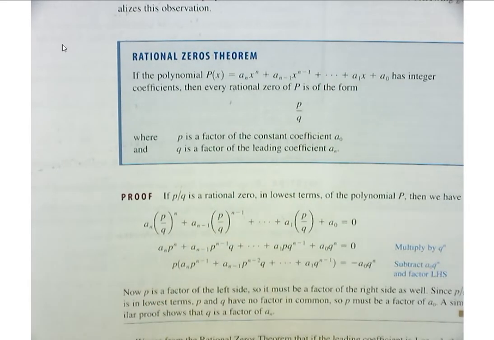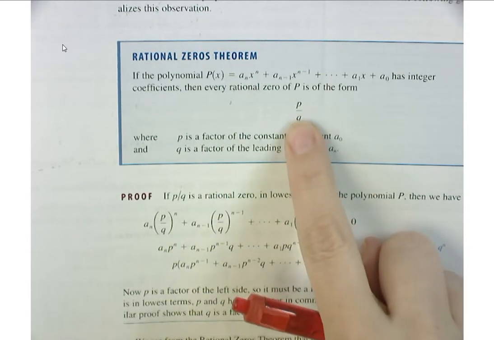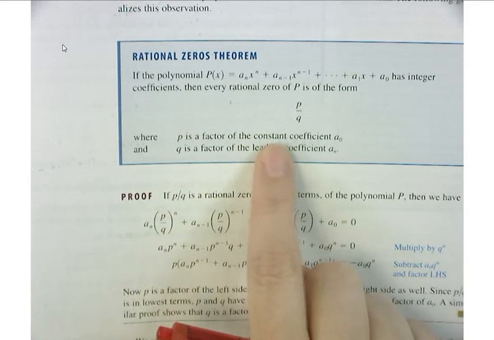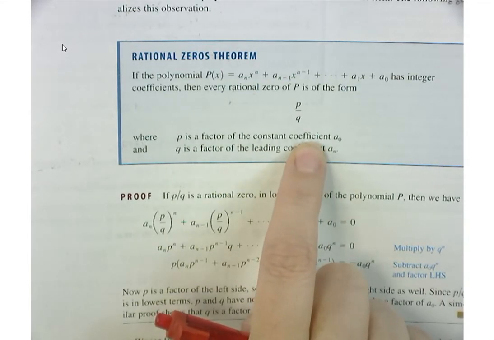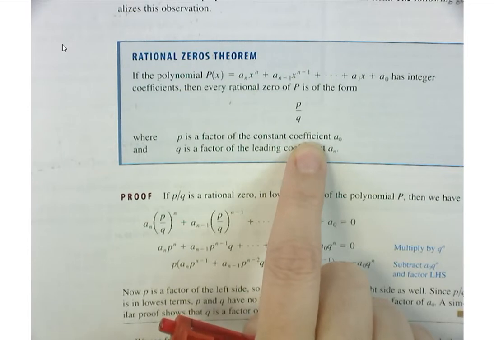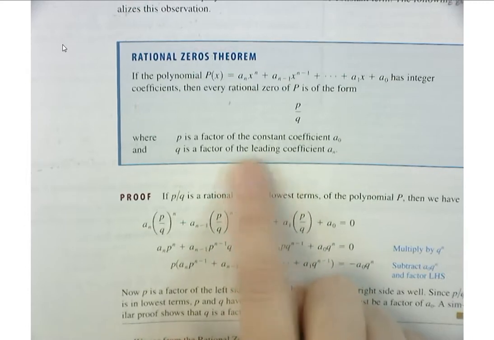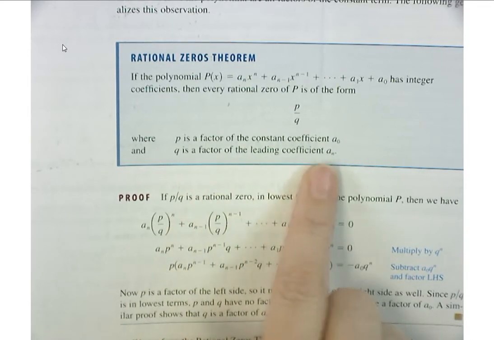To find the possible rational zeros, what you're going to do is find p over q, and p has to be a factor of the constant coefficient, which we usually just call what? We just call it the constant, right? It's just the number at the end of the polynomial if it's in standard form. And then the factors of the leading coefficient will be on the bottom. When your polynomial's in standard form, that should be the first thing that you see.